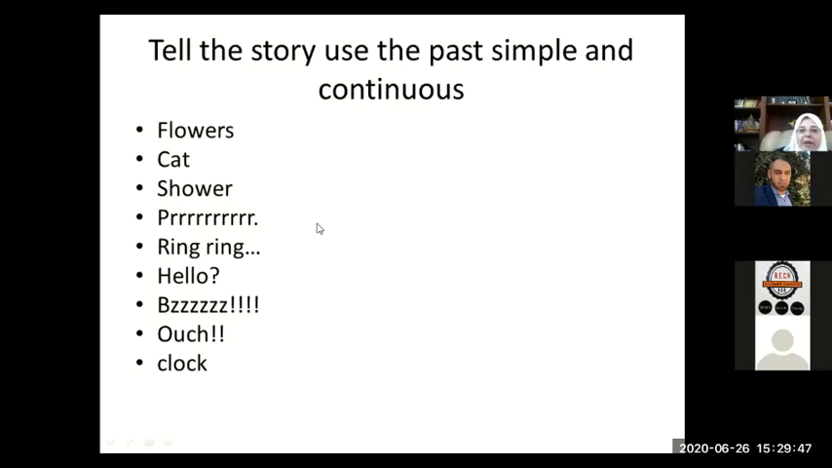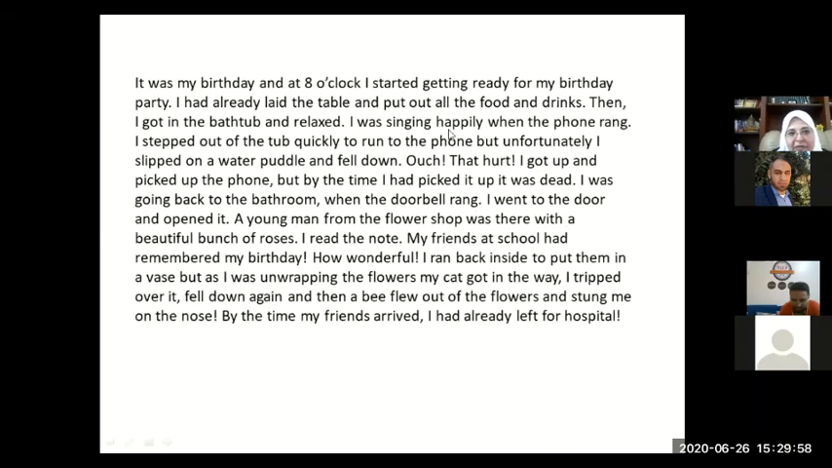I know that because we don't have time, you're just giving me sentences, but what you're supposed to tell your learners is give me a story. Okay? So this is the story I have. It was my birthday, and at 8 o'clock, I started getting ready for my birthday party. I had already laid the table and put out all the food and drinks. Then I got into the bathtub and relaxed. I was singing happily with the phone.